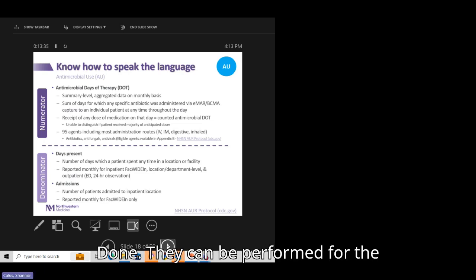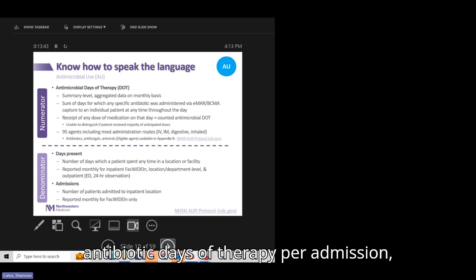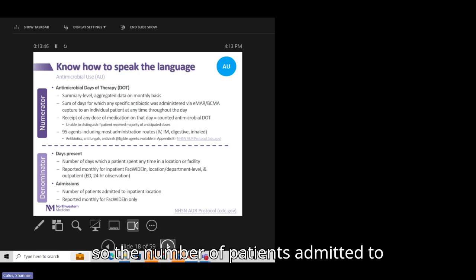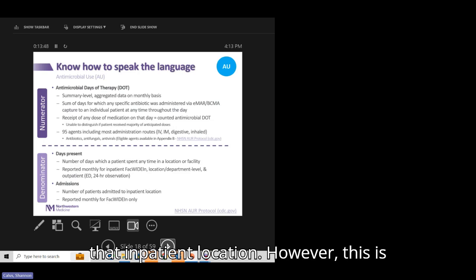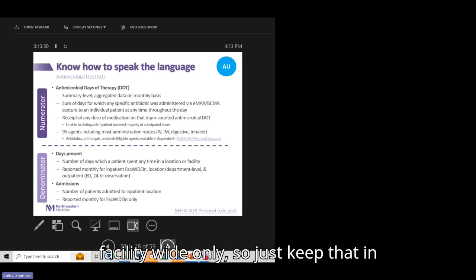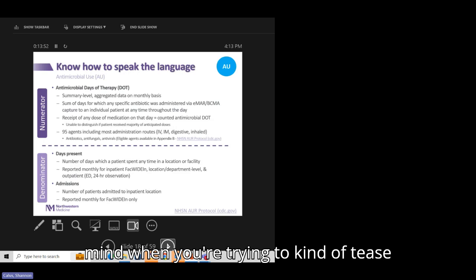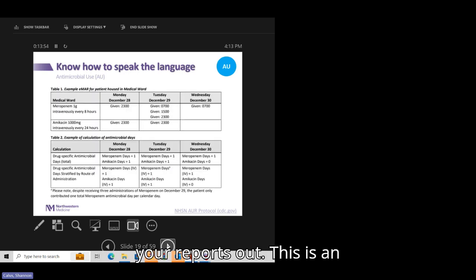it can be performed for the facility-wide, it can be done for various locations or departments, and for the outpatient setting, so ED or 24-hour observation. You can also look at antibiotic days of therapy per admission, so the number of patients admitted to that inpatient location. However, this is facility-wide only. So just keep that in mind when you're trying to tease your reports out.